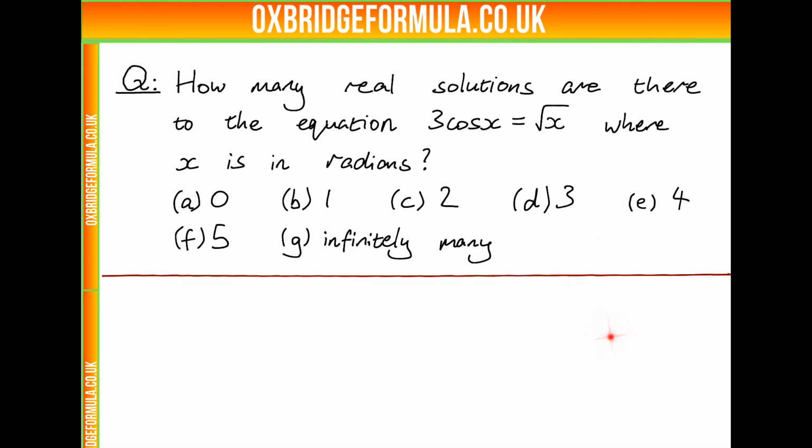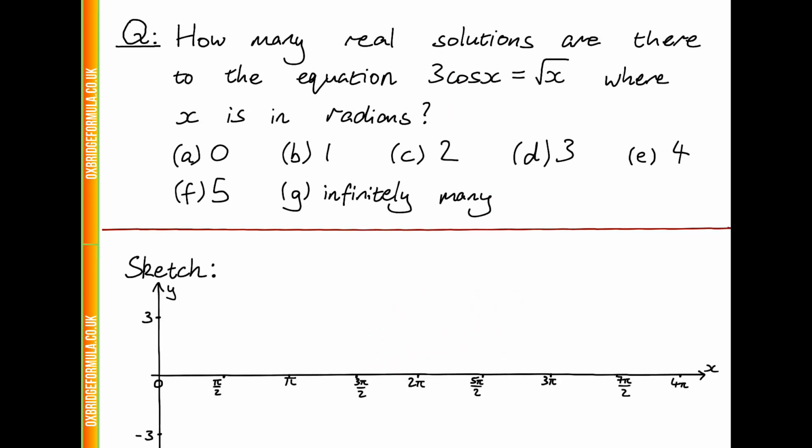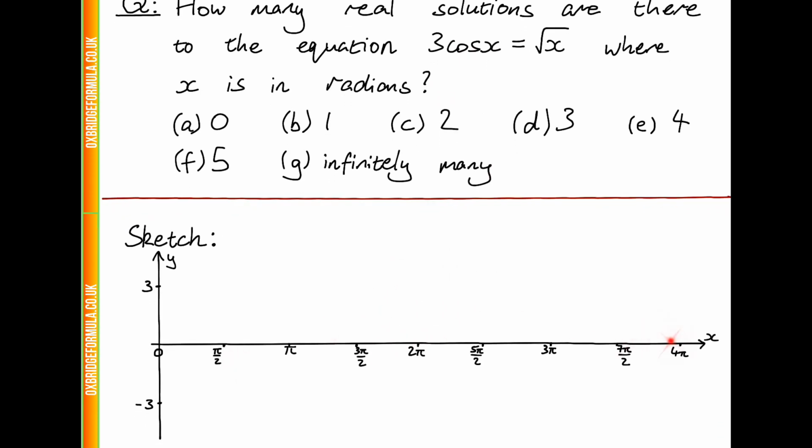Okay, well let's begin by making a sketch of the equation y equals 3 cos x. In order to sketch this, we're going to need to label all multiples of pi over 2, and we'll go up to 4 pi, so we'll do 2 full waves of cos x.